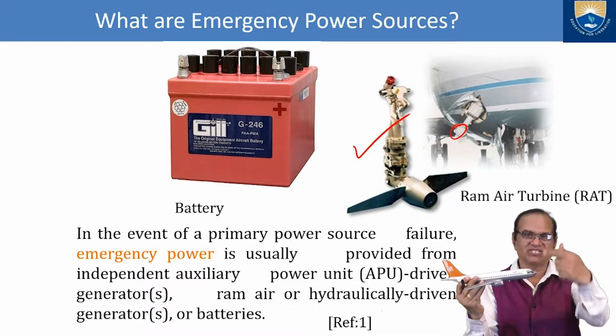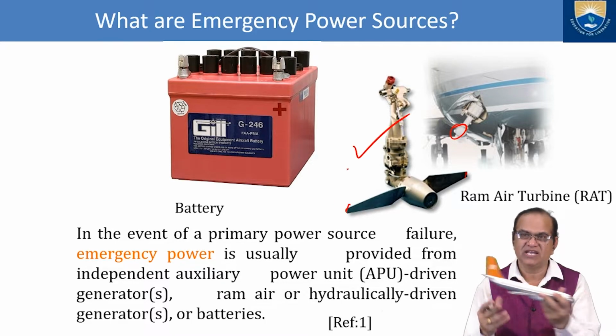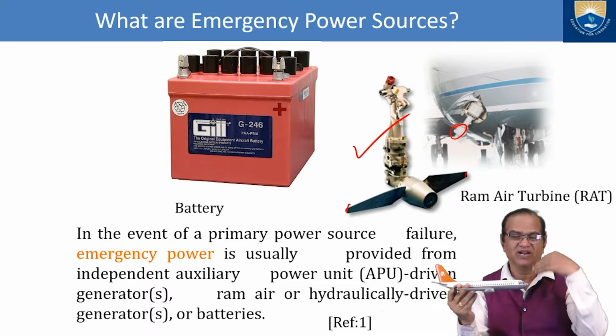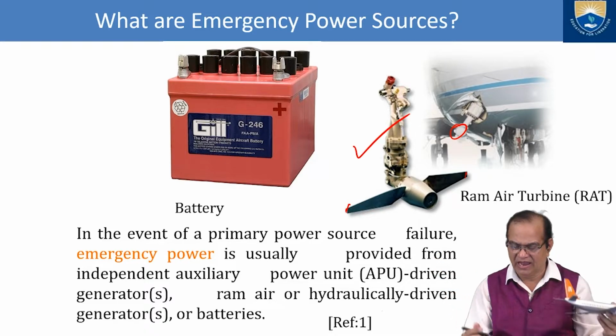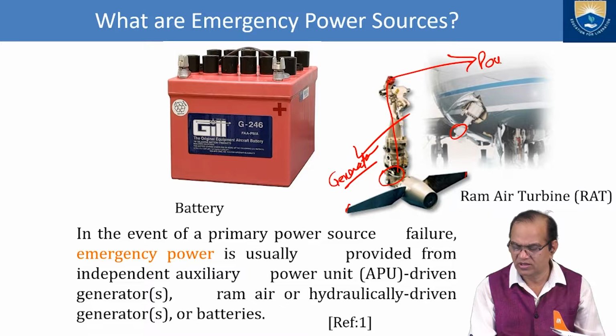After coming out, it will start rotating. You can see it is like a propeller here. This propeller will start due to windmilling. This started windmilling, and it is connected with a generator here. This generator will give power to the emergency bus bar.